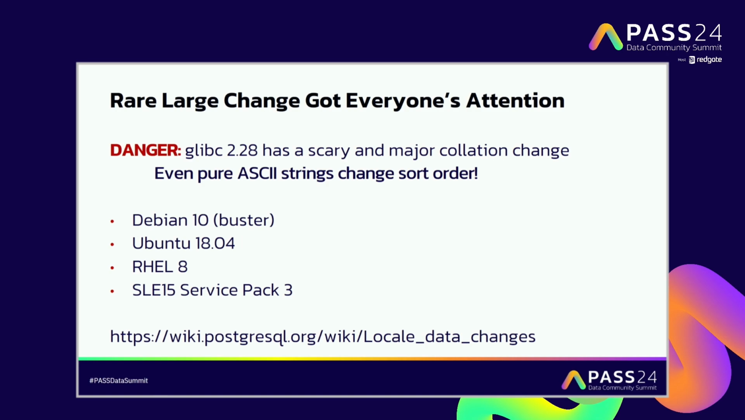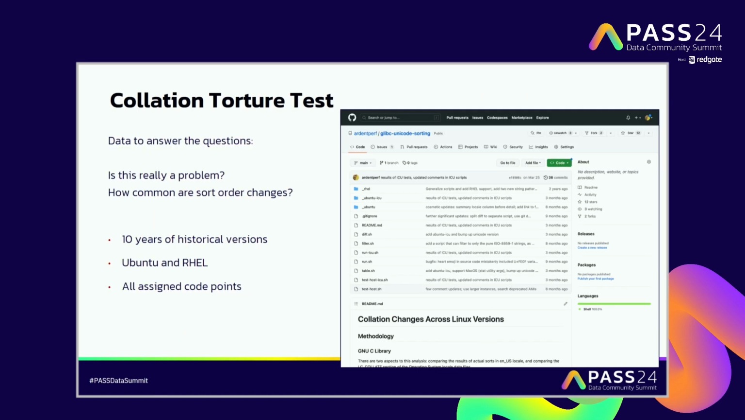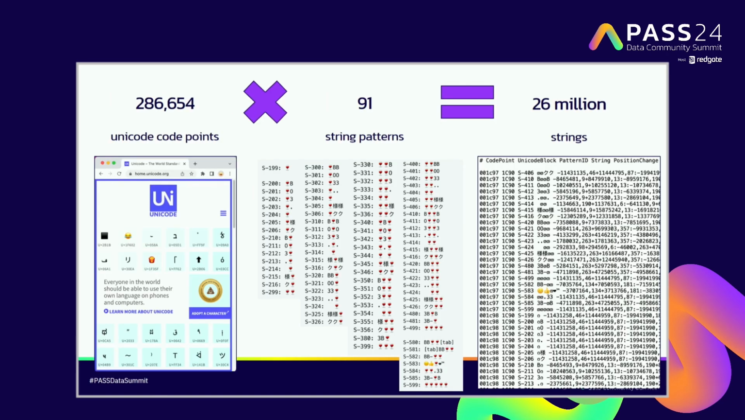But something I was curious about was, are there smaller changes happening that we're not noticing? So we came up with the idea of a test that would tease out the smaller changes. I think it was Joe who came up with the name, calling it the torture test, which I love, so we're running with that. The basic idea behind this test was to take 10 years' worth of historical versions of both Red Hat and Ubuntu, every single assigned code point in Unicode, and about 91 different string patterns. These aren't completely arbitrary. Some of these were baked in with a little bit of knowledge of things we knew had happened.